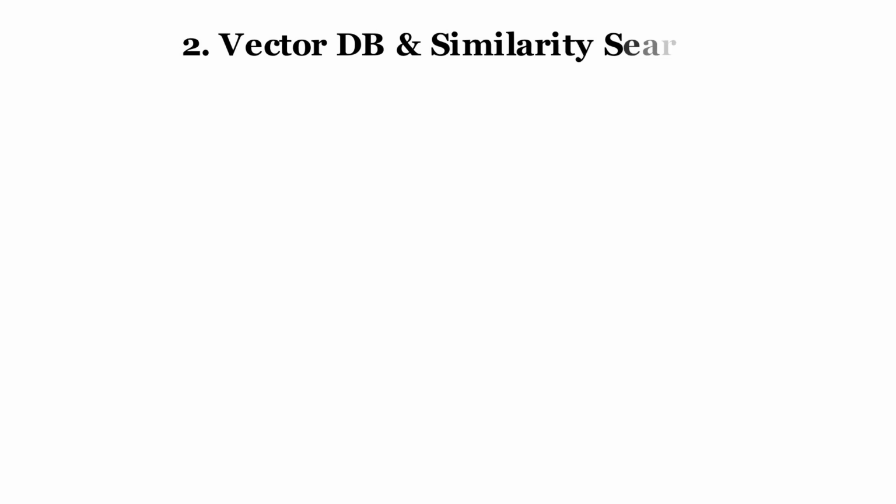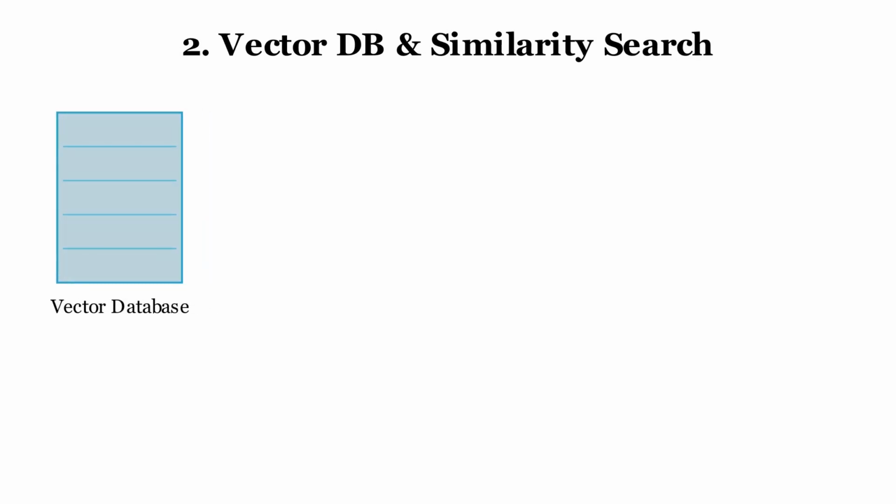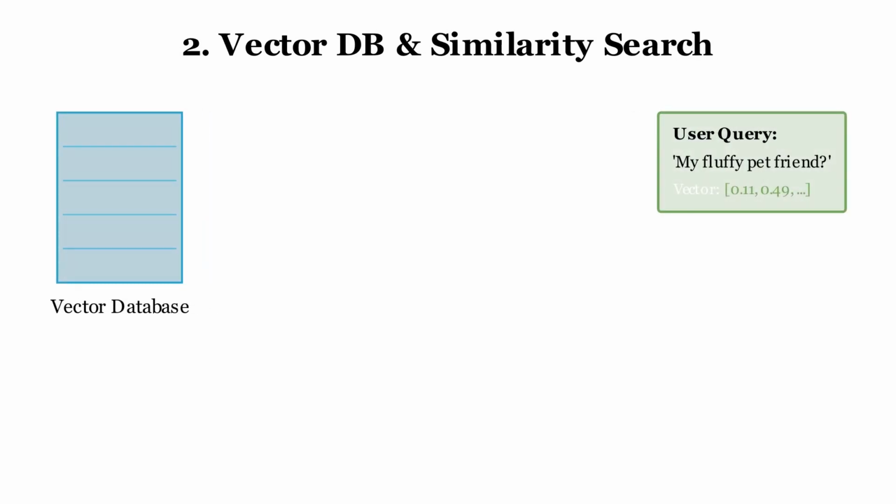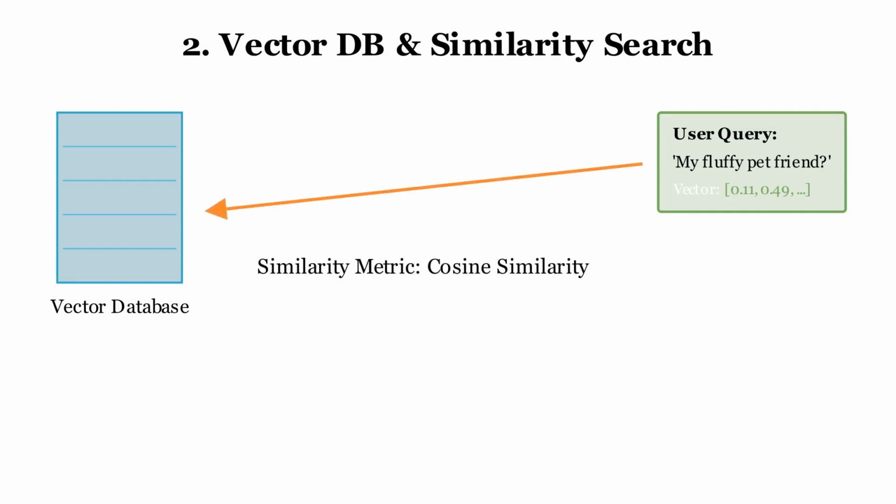Vector database and similarity search. These vectors go into a vector DB. When you ask something, it's turned into a query vector. The system finds nearby vectors, like finding close angles, which is cosine_similarity. The formula is shown on the screen.